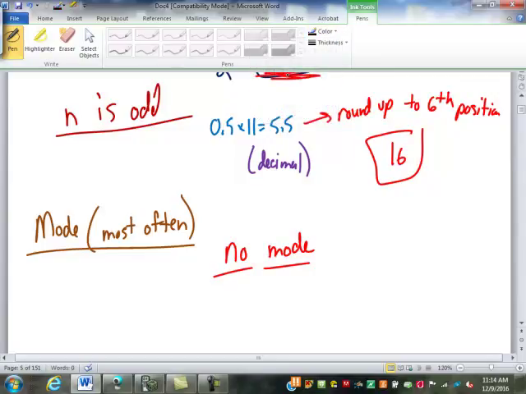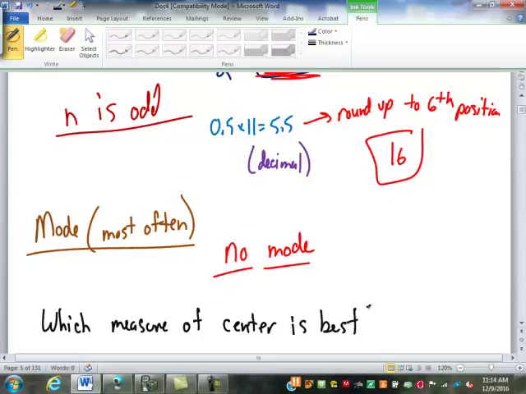So now the question with these measures of center: which measure of center is best? How many of you, show of hands, would say the mean is the best measure of center? How many of you would say the median? A few of you. How many would say the mode? How many would say you really don't care?